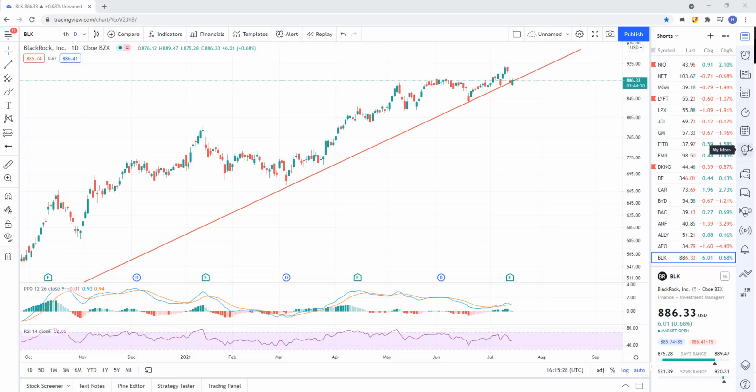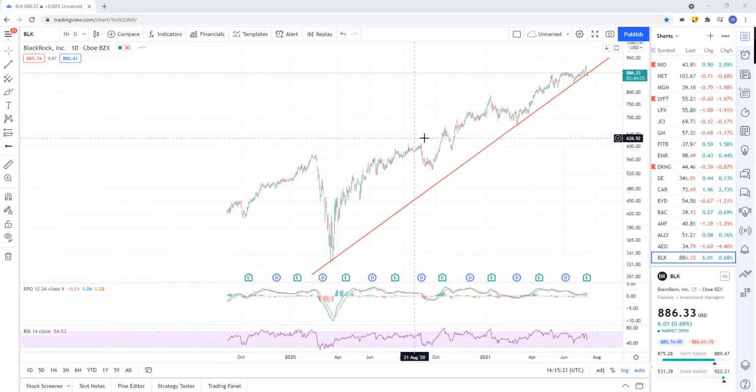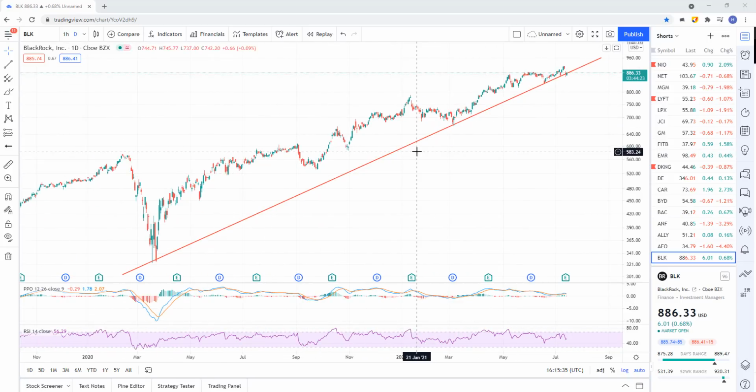Okay, here's a new trade idea. Now, this is not actionable yet, but we have a potential setup here. So BlackRock, they're a hedge fund. I think they buy real estate and do banking and stuff.